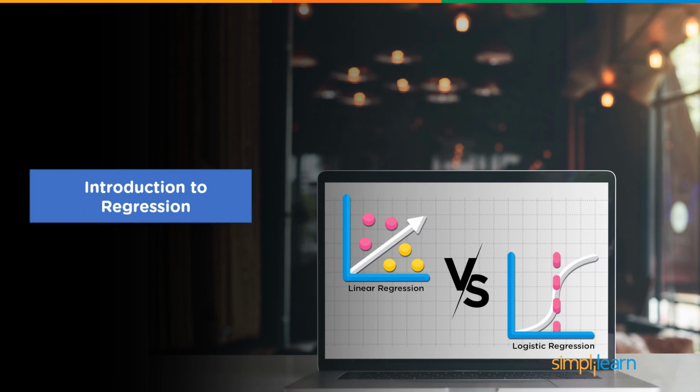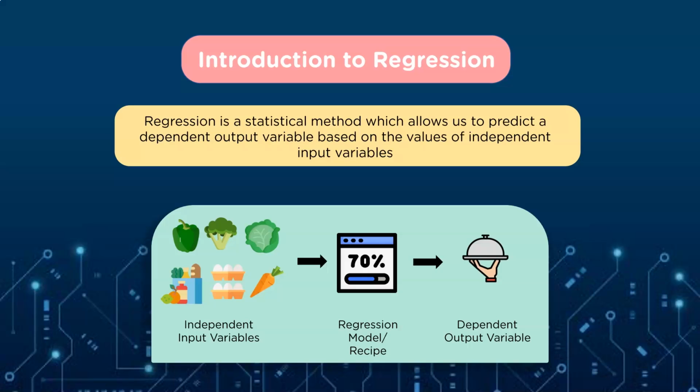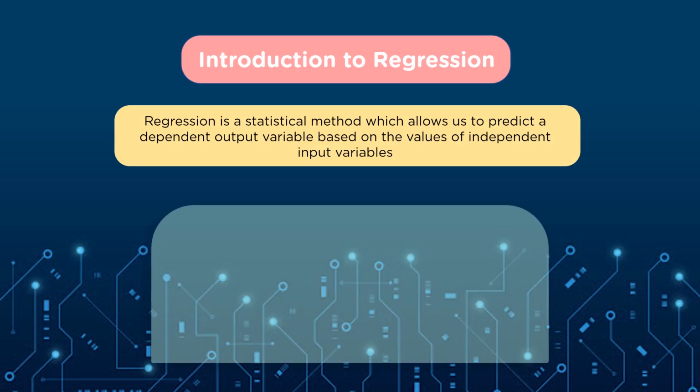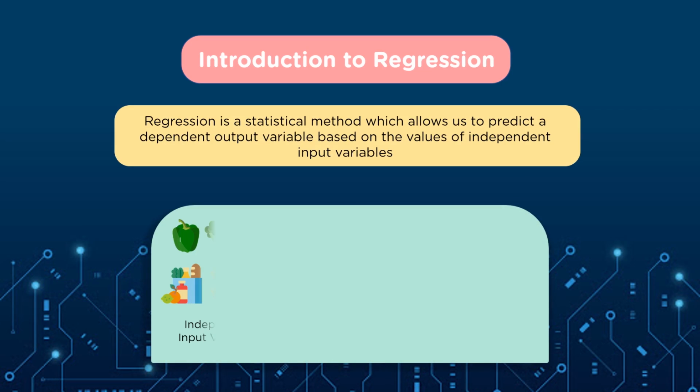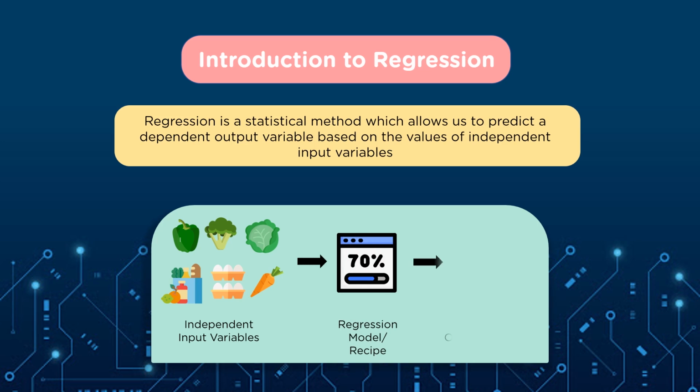So when we start looking at regression, regression is literally talking about numbers. That's where that term comes from. Regression is a statistical method which allows us to predict a dependent output variable based on values of independent input variables. And you can see here we have our independent input variables. In this case, our team in the back put together an image of a bunch of vegetables. It goes through the regression model, or the recipe, or the little programming setup, and then we have a dependent output variable. The output is based on what our input is and what we're looking for.